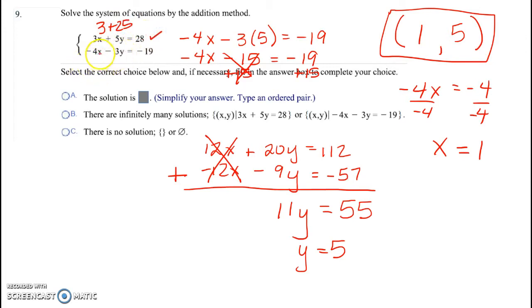Put in a 1 here. Negative 4 times 1 is negative 4. Subtract, I've got 3 times y, which is 5. That's 15. Is negative 4 subtract 15 equal to negative 19? Yes. And really, that didn't take that much time. I highly recommend you guys do that. Always double check your answers.